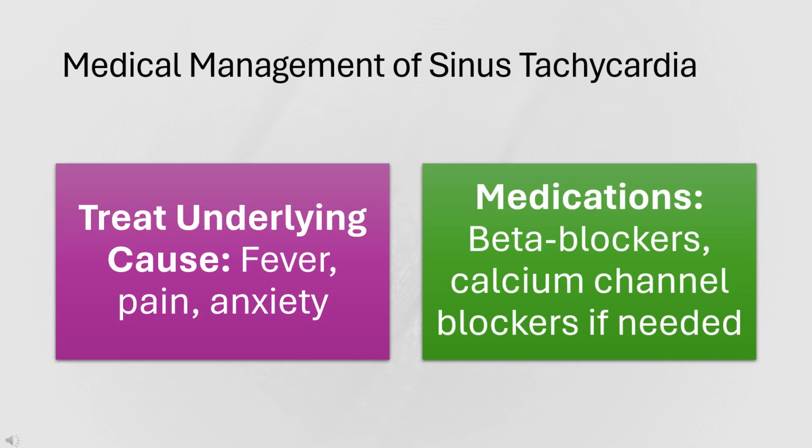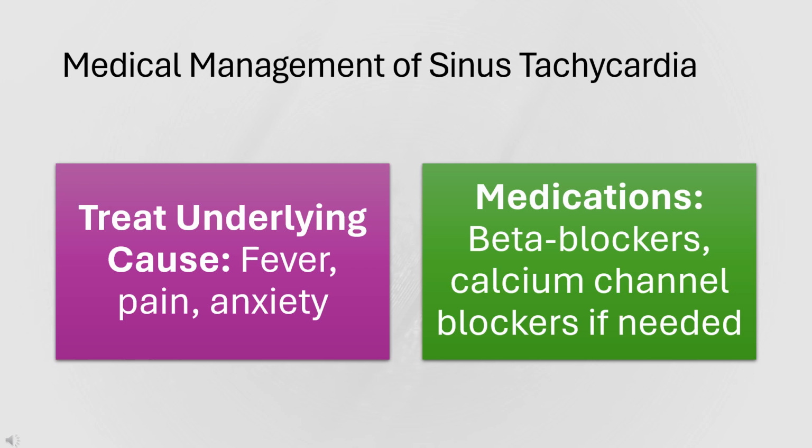Now let's look at the medical management of sinus tachycardia. First, we want to treat any underlying causes. One common cause of sinus tachycardia is fever. The body's metabolic rate increases with fever, leading to an elevated heart rate. Management involves treating the fever with antipyretics, such as acetaminophen or ibuprofen. Additionally, addressing the underlying infection or condition causing the fever is crucial. Ensure the patient is adequately hydrated and comfortable.